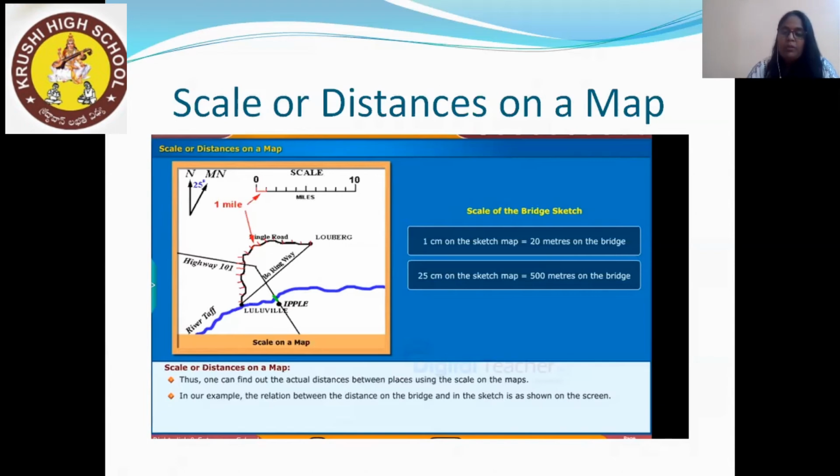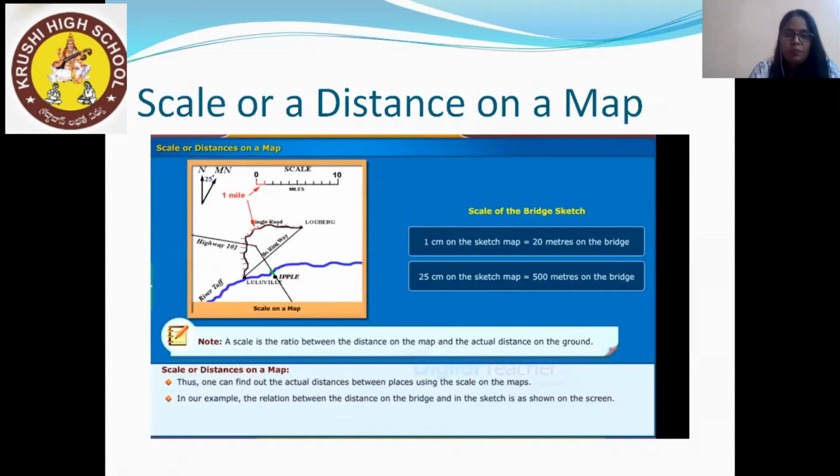In our example, the relation between the distance on the bridge and in the sketch is shown on the screen. The actual distance is a total of 500 meters on the bridge, right? On the sketch, it is taken as 25 centimeters on the sketch map. So 1 centimeter on the sketch map is equal to 20 meters on the bridge. Is that clear, children?